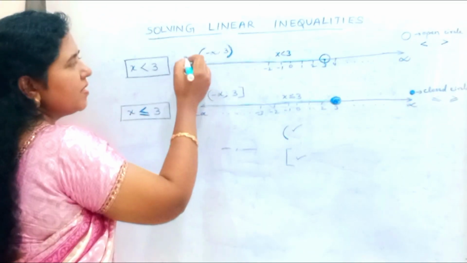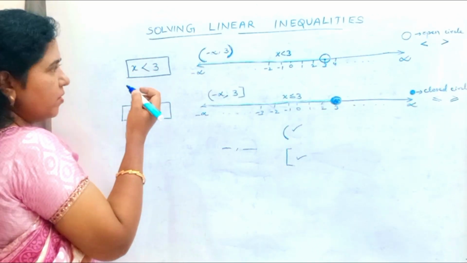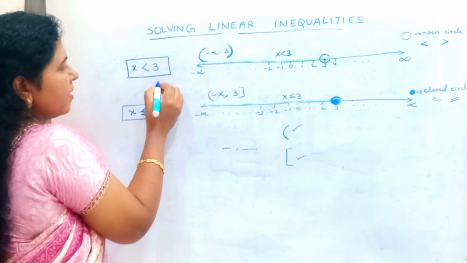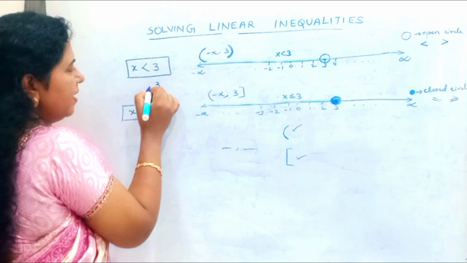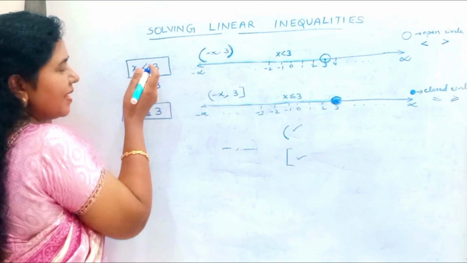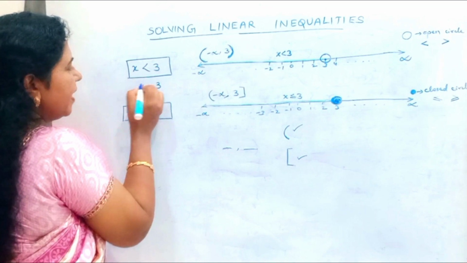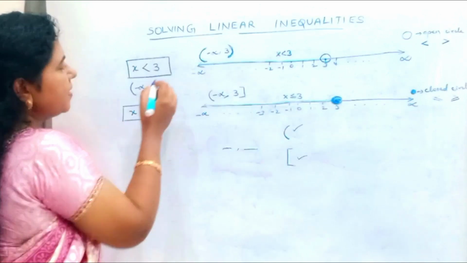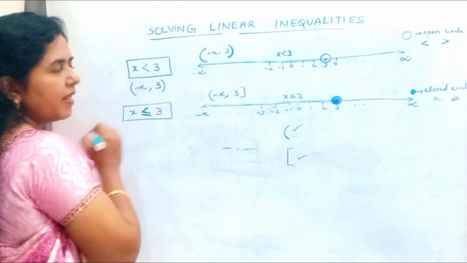Now we can bring out this interval notation from the given inequality also. That is, x is less than 3. Less than 3 means 3 will be the maximum value, so the upper value is 3. What will be the least value? We can use minus infinity there. Here also it is not specific, so we can use a parenthesis. Here it is less than, so that particular value is not included, so we can use a parenthesis.